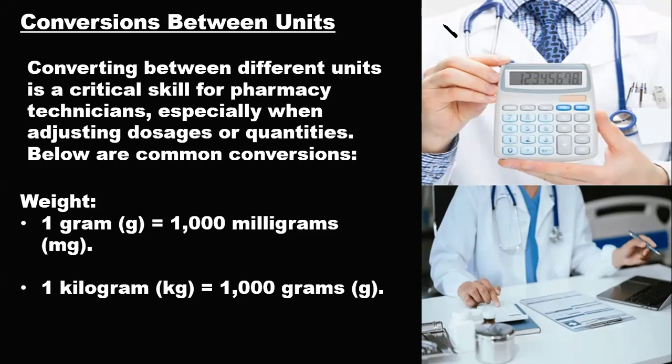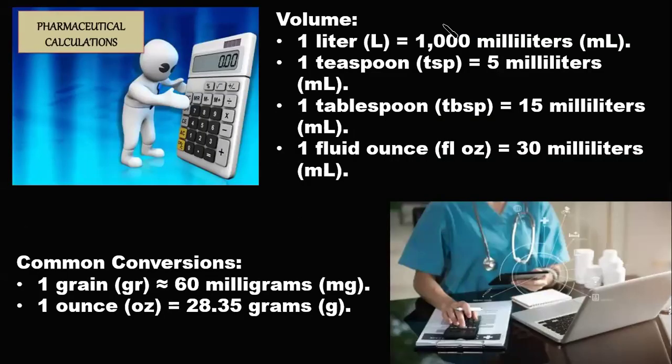So this conversion thing is very important for us to learn. As time goes on, we keep learning on the job, so it's not so difficult at the end of the day. We also have other methods of conversion. 1 liter equals 1,000 milliliters. 1 teaspoon equals 5 milliliters. 1 tablespoon equals 15 milliliters. 1 fluid ounce equals 30 milliliters.